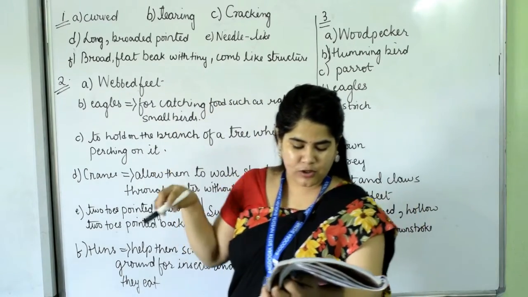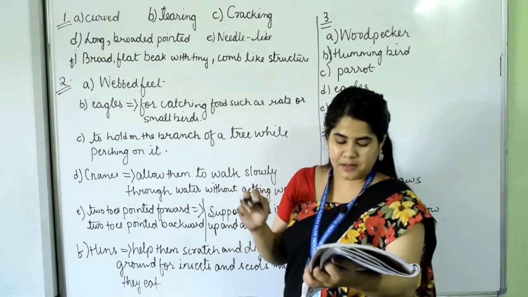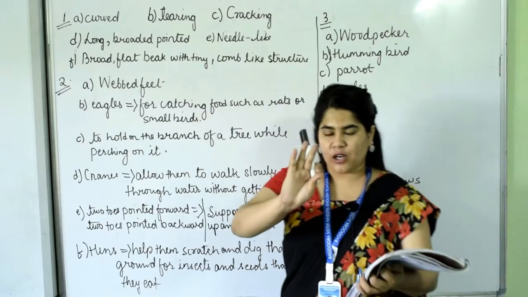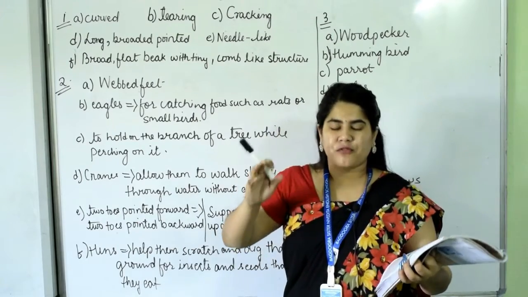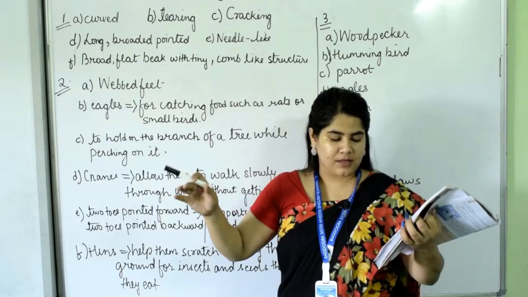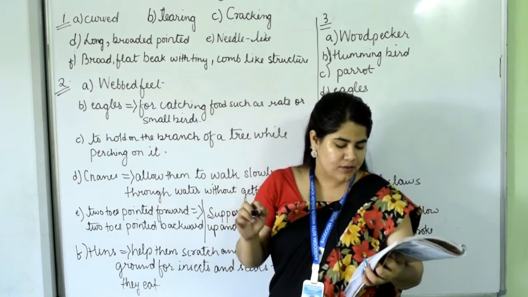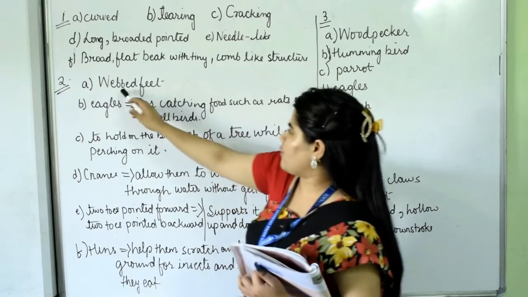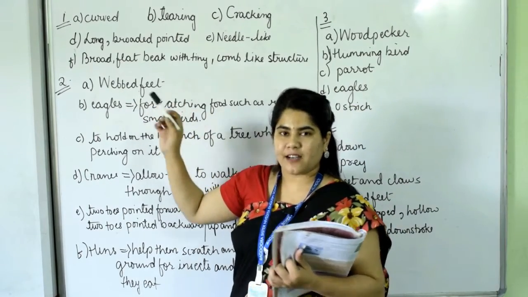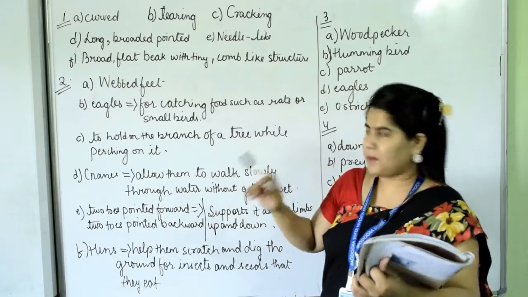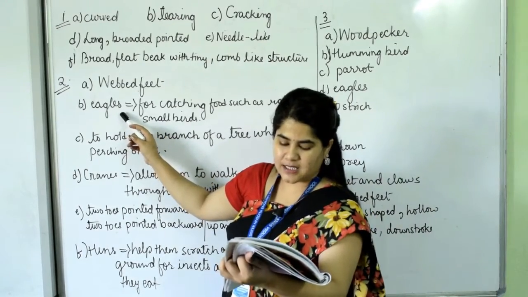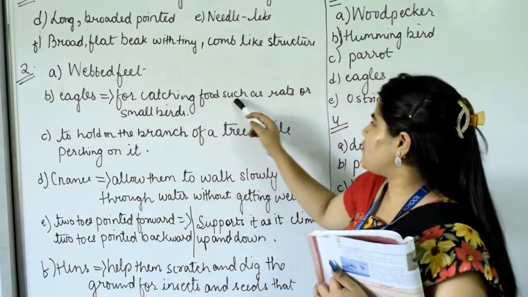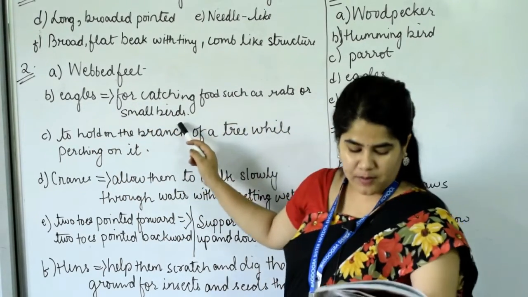Now let's move on to number 2. Question number 2, complete the table by filling in the missing information. Here there are 3 columns: bird, type of feet and claws, and the 3rd column is for how it helps. So the first one, bird is geese, and type of feet and claws is webbed feet, okay, for the second column. Second one, for bird it's eagle, and type of feet and claws is talons, and how it helps, for catching food such as rat or small birds, okay.